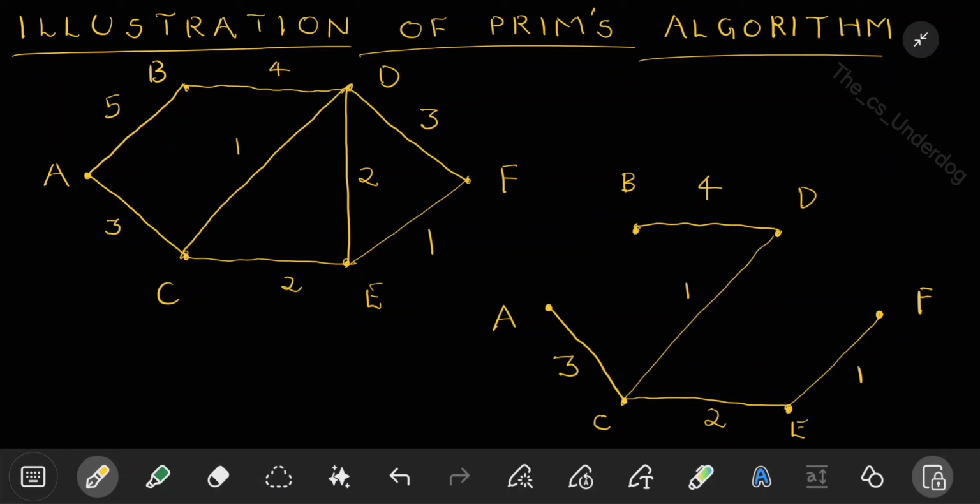At this point, if you see, all the vertices of this graph are already part of this MST. If you have V vertices, you should have V minus 1 edges in order to connect. Here if you see, you are having 6 vertices, and in order to connect these 6 vertices, you have 6 minus 1, that is 5 edges. So at this point, you can say your Prim's algorithm is complete. So this is how you can convert a graph into its MST using Prim's algorithm.